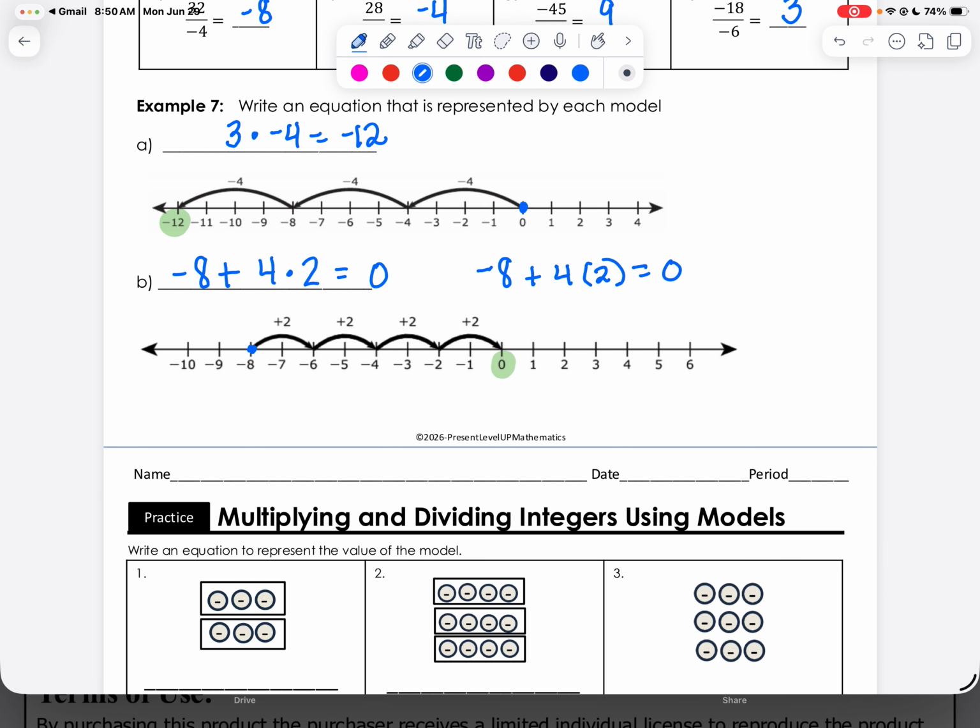All right, that concludes today's lesson, using models to multiply and divide integers.